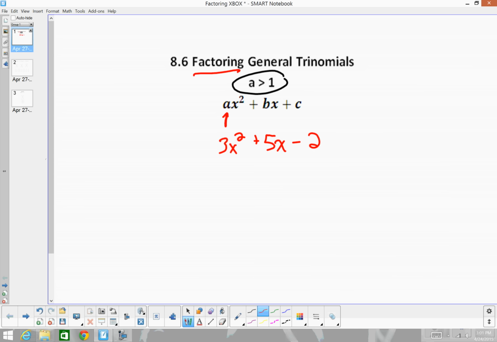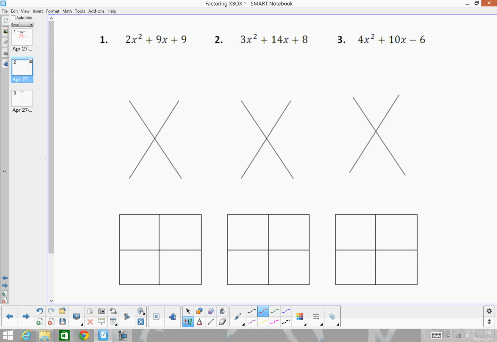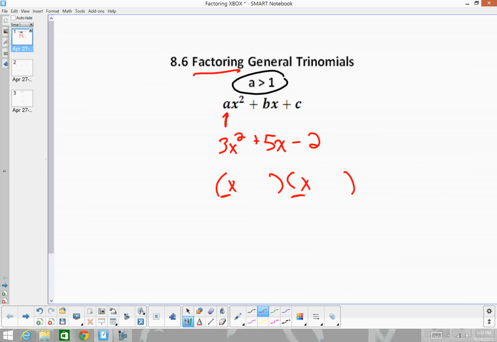Now, when we factor, it means to multiply. I am going to want to end up with two parentheses that multiply together. It's going to look something like this, but now there might be a number there, there might be a number there. So let's just hop into this. We're going to use a similar method, but this is going to be a little bit different. When we go ahead and solve these, we are going to solve these using the X box method.